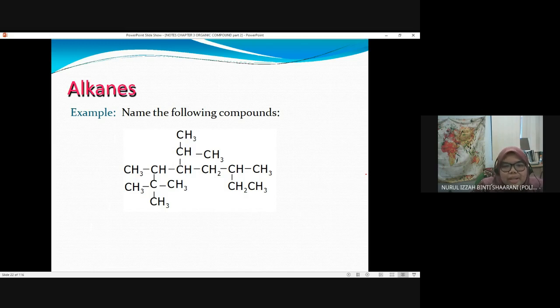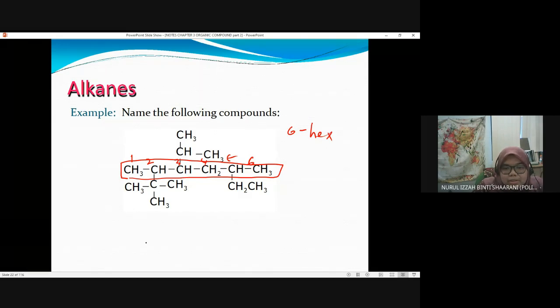So let's say first we want to find the parent chain. Let's try the straight chain first. Is it the longest, or is there a longer one? 1, 2, 3, 4, 5, 6. Six carbons, hex. Then let's try again, let's try another one. How about we come from the bottom. We have to remember it must be the longest and also continuous carbon chain.